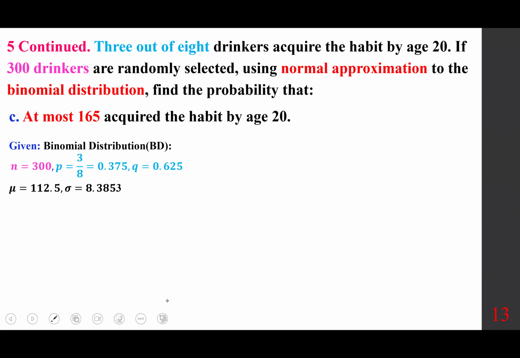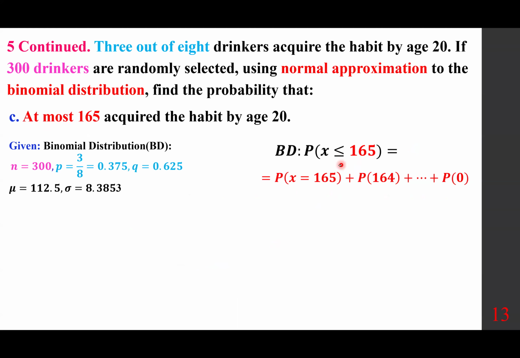Now we're going to continue with the same question. That's why we are repeating the given, at most 165. So probability of x less than or equal to 165, which means discretely, probability of x equals 165 plus 164 and all the way to 0. So this is the key, the endpoint, because there are two ways to write this.